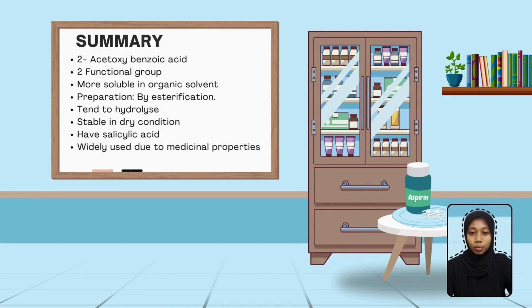Besides, aspirin is a weak acid, making it more soluble in organic solvent. Its chemical properties depend on its structure, for example, because of having an ester group, it tends to hydrolyze. Therefore, it is more stable in dry condition. And last but not least, aspirin has been widely used, such as in industrial and medical fields, as it gives benefits to both humans and plants.